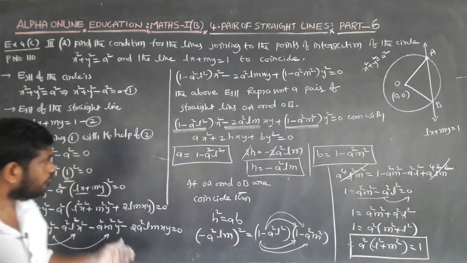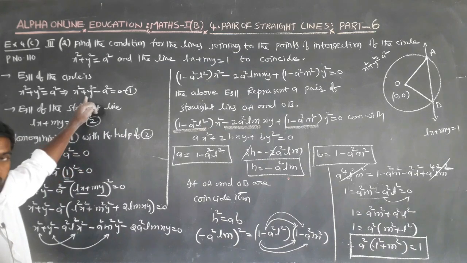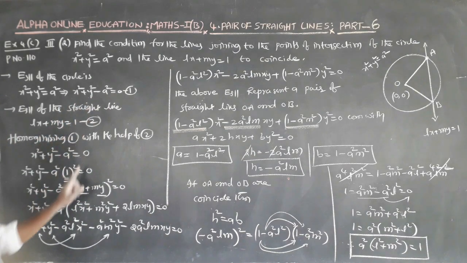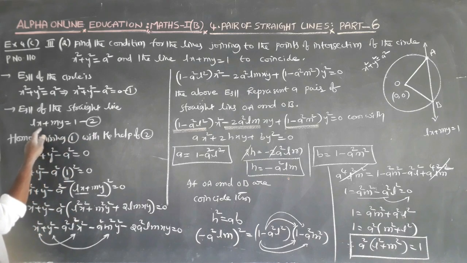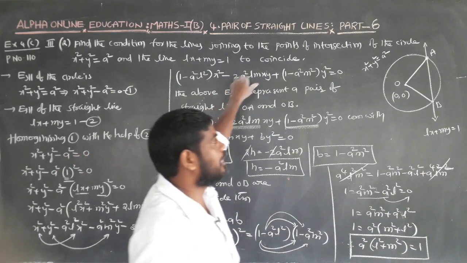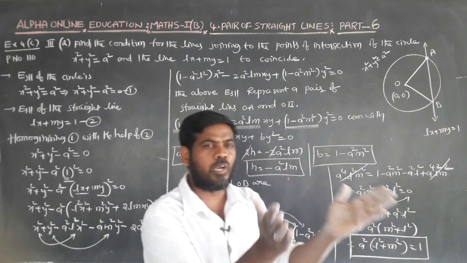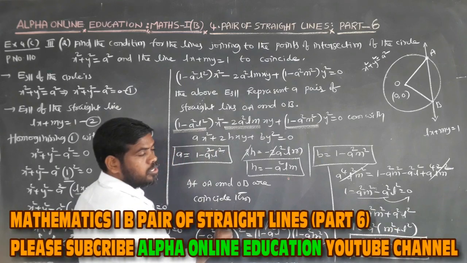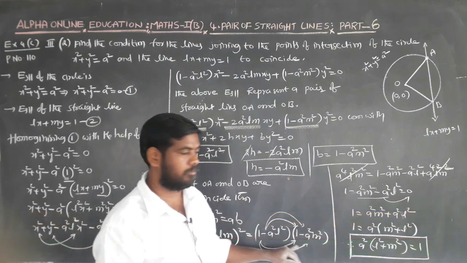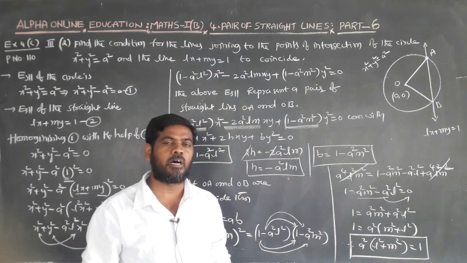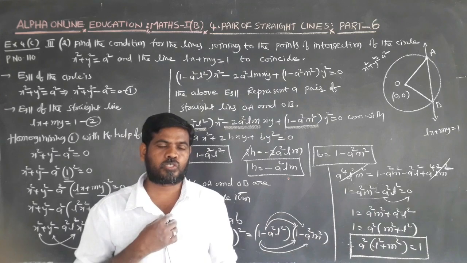First of all, homogenize the circle with the help of the line. So write x square plus y square minus a square into 1 square, where 1 is substituted by lx plus my. Simplifying, this equation represents a pair of straight lines OA and OB. Here the two lines coincide. If the two lines coincide, then h square is equal to ab. Substitute the values of a, h, b and simplify; this is the condition for the lines OA and OB to coincide. This is also a most important problem.